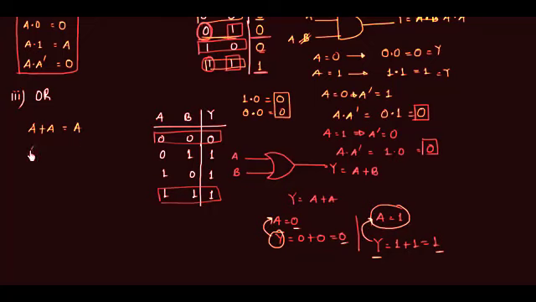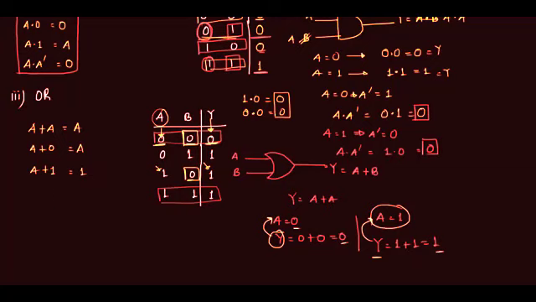And the second rule is A or 0. A or 0, let's see from this table. When the other input is 0, the output is simply equal to the first input. Here the first input is A, it is 0, so the output is 0. Here the first input is 1, so the output is 1. So I can write it as A. And the third one is A or 1, and this is equal to 1.